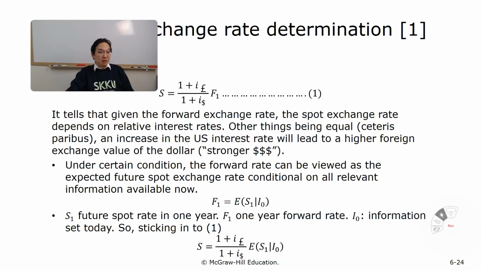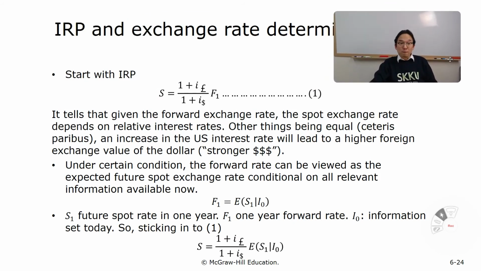Start with IRP relations. Spot rate should be equal to forward rate, here I said in a year or something, but you can generalize it later, times 1 plus foreign currency rate divided by 1 plus domestic rate. Now it tells that given the forward exchange rate, the spot exchange rate depends on relative interest rates. It's like other things being equal, ceteris paribus, like a partial equilibrium setting. An increase in the US interest rate will lead to a higher foreign exchange value of the dollar, which is the stronger dollar that you hear these days, right?